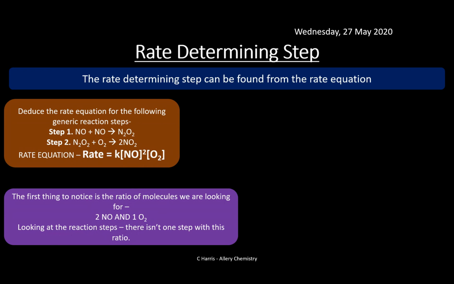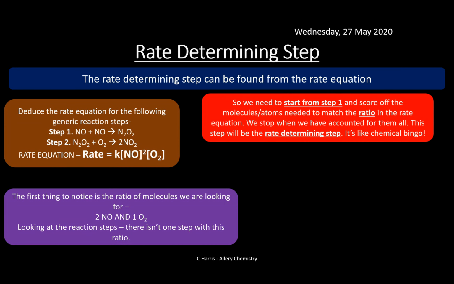So what we have to do is play a bit of a game here. We're going to play chemical bingo. This is the fun bit. What we need to do is start from step 1, and score off the molecules needed to match the ratio in that rate equation. Then we stop once we've accounted for all of them. The step where we stop, when we've accounted for all the molecules in our rate equation, is the rate determining step, and we shout bingo. Well, I wouldn't shout bingo in an exam because it might look here.